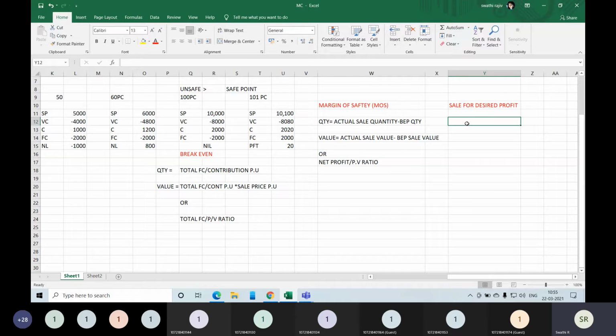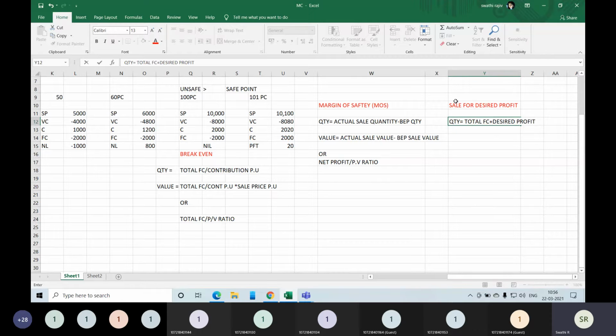Okay, so what are the formulas? First, again, I'll start with quantity. So quantity is what? Total fixed cost plus, I have to incur fixed cost for profit, no? You need that anyway. Plus what profit? Desired profit. Now, how do we find out desired profit? It will always be given in the question. Okay? What your desired profit is, they will give you that.